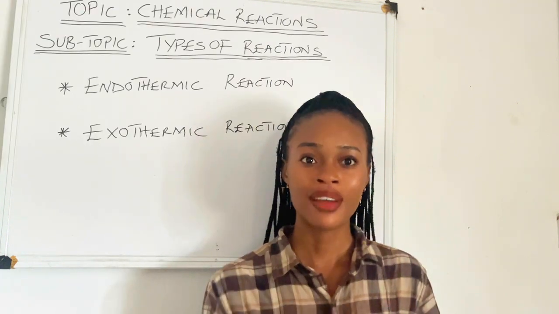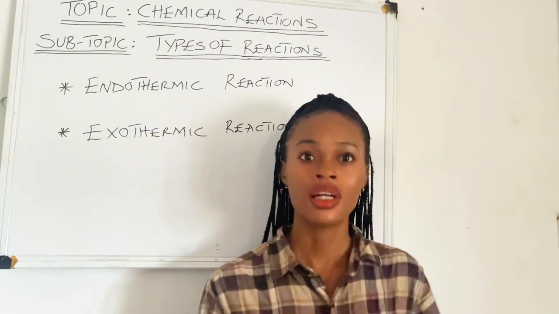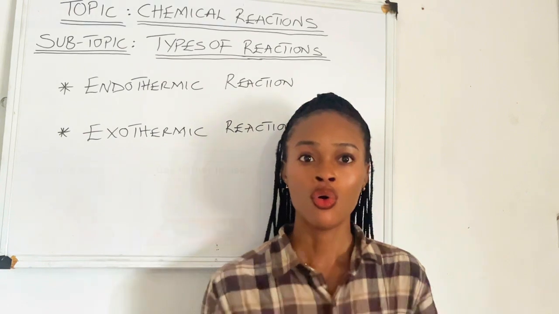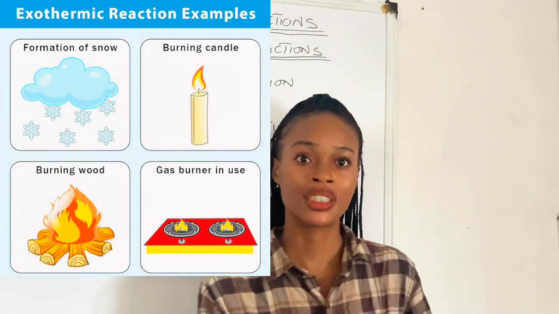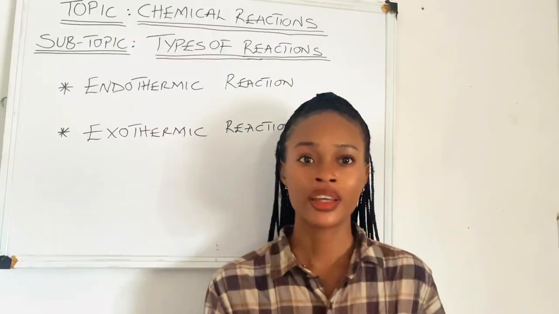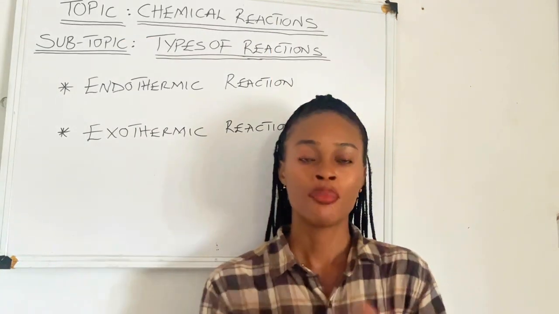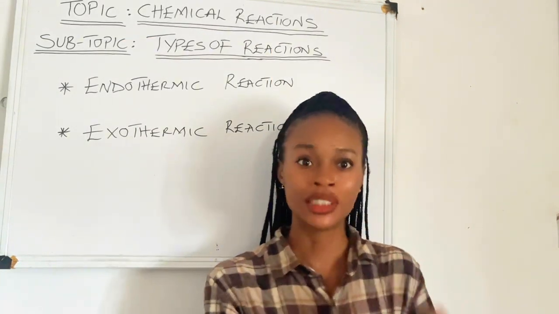Exothermic reaction, a perfect example is the burning of coke to yield carbon(IV) oxide. So if you don't know, coke is one of the products gotten from the destructive distillation of coal. We'll be talking about that in a future lesson, but that is a perfect example of an exothermic reaction.